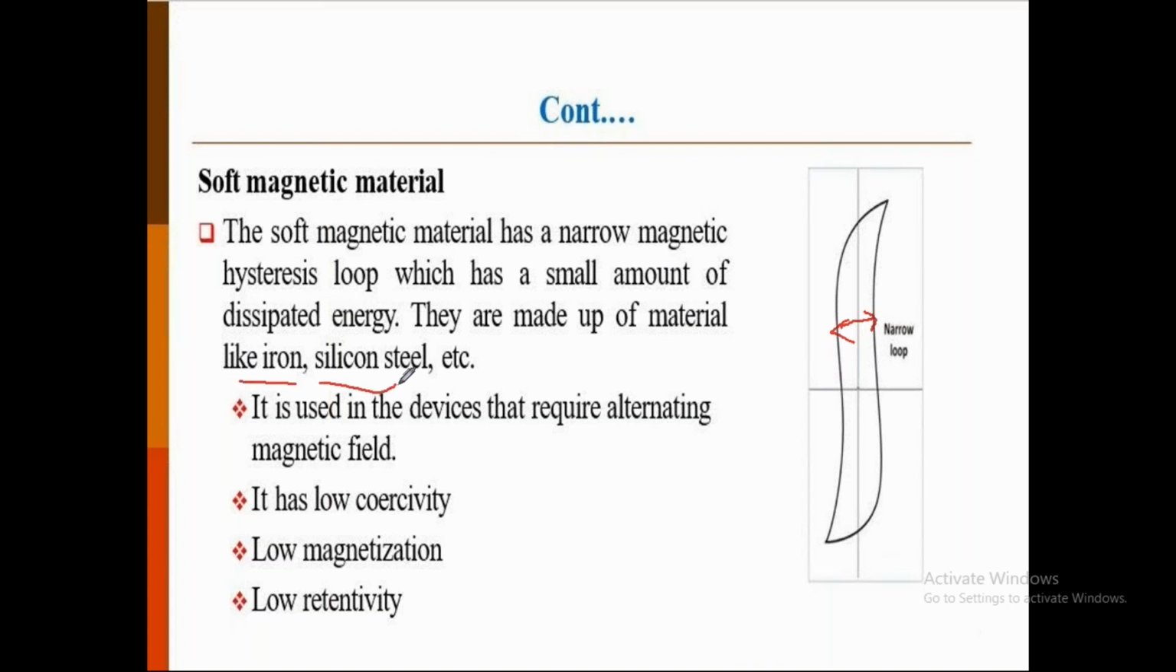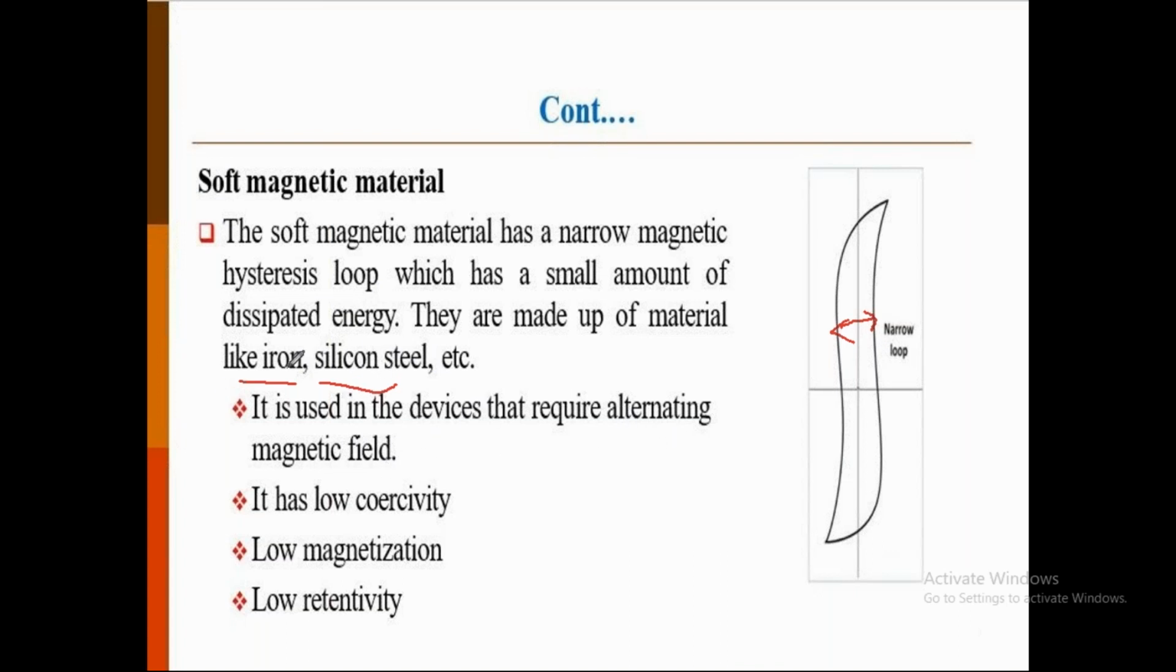Iron, silicon, steel. So this type of material will produce a less amount of heat dissipation. So it produces less heat. This type of material belongs to the soft magnetic materials, and it is used in devices that require an alternating magnetic field.